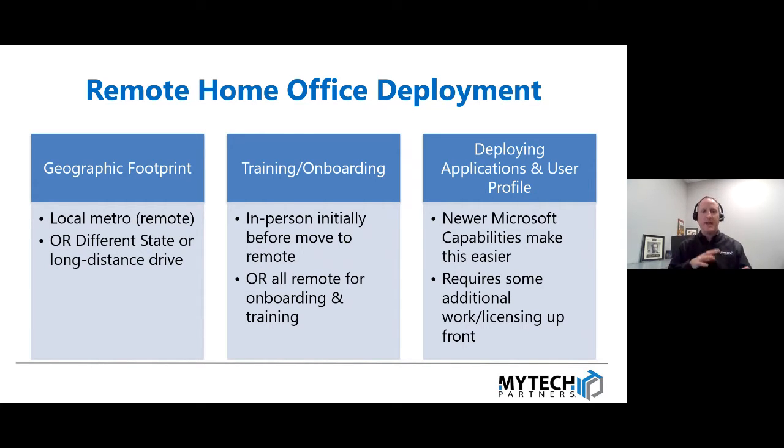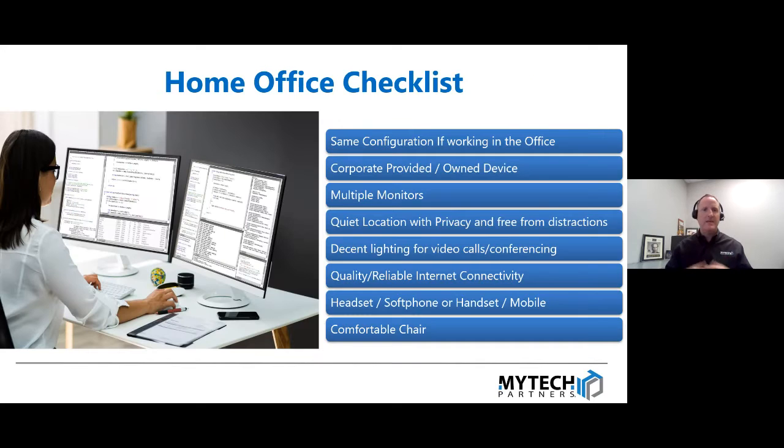But here are some of the challenges. These problems can be solved, but it also depends on some of the variables of how you choose to implement your remote admin team. Now, one of the other things that we suggest is having a home office checklist, and you can customize this checklist to whatever you need. However, ideally we recommend having a similar or the same configuration as if they're working in the office.